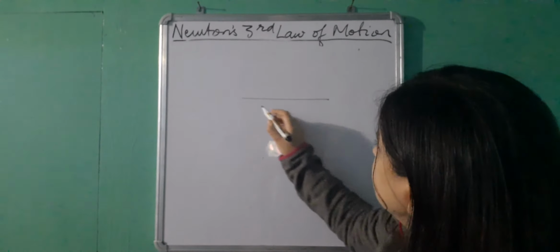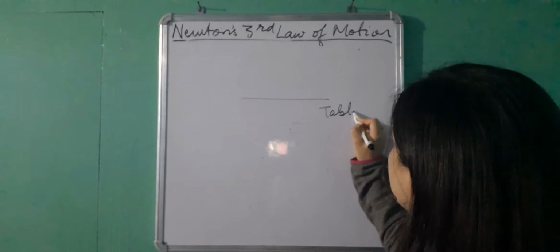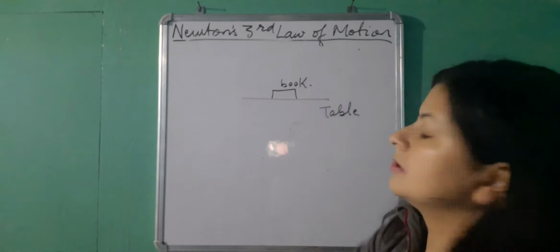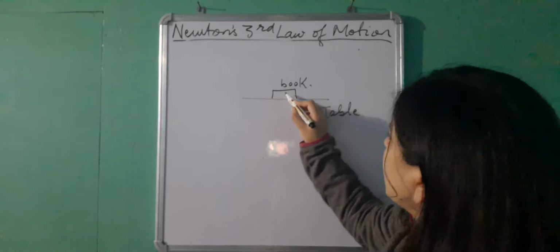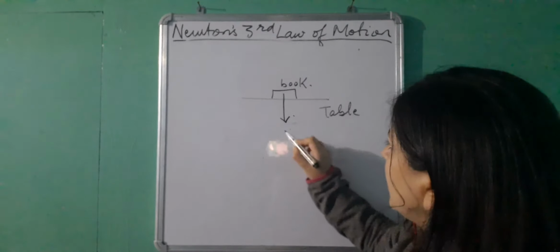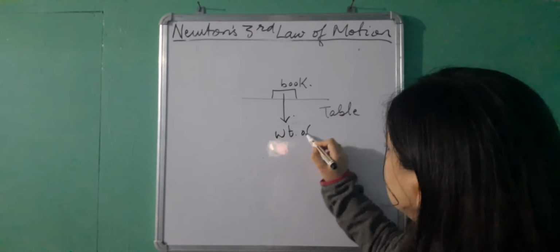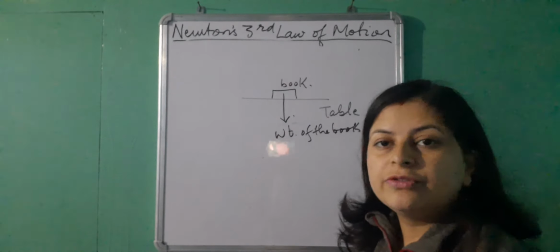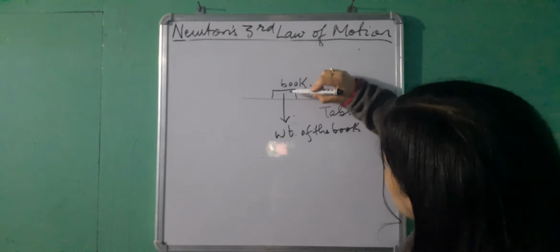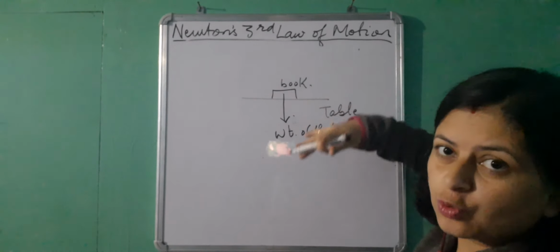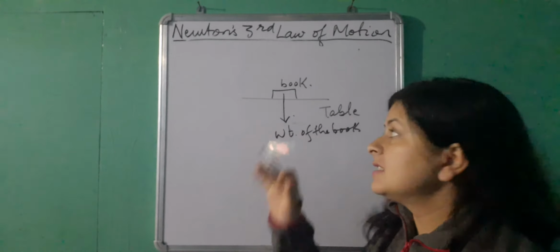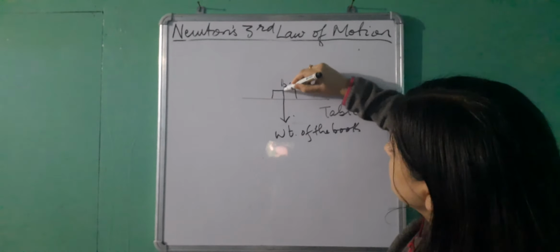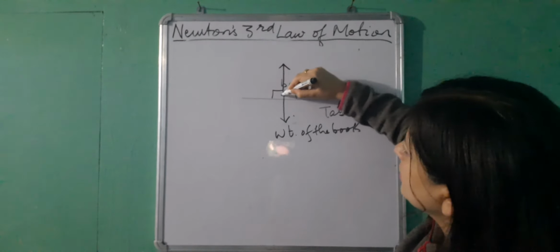You have a table on which you have kept a book. Now this book has a certain weight that is acting downwards. So this is the weight of the book. According to Newton's third law of motion, the book is exerting a force on the table, that is its own weight. Because of this, the table also has to exert the same amount of force on the book, in the opposite direction. So another force will be acting on the book.